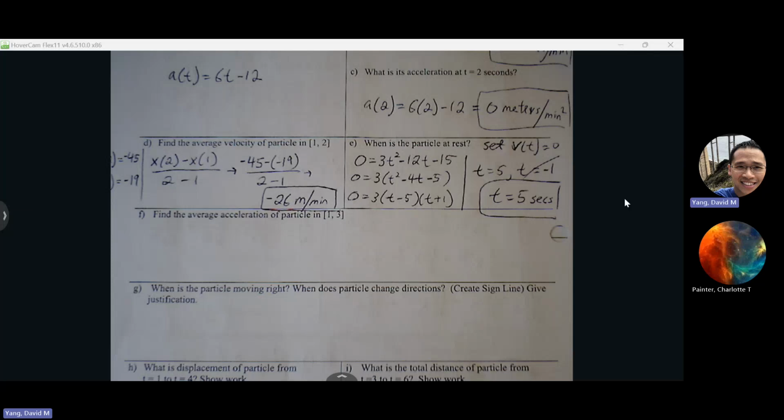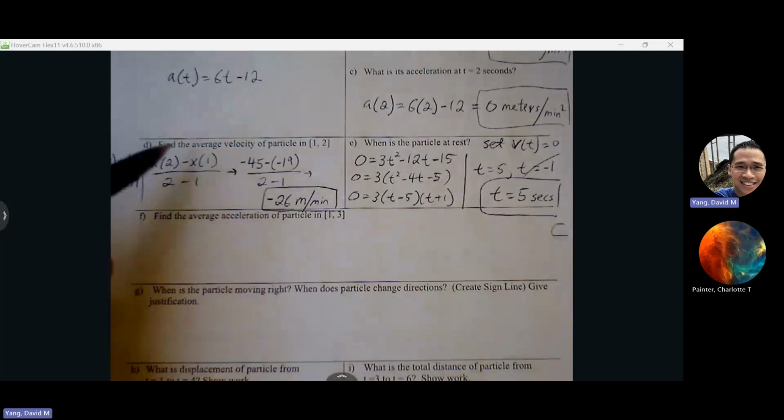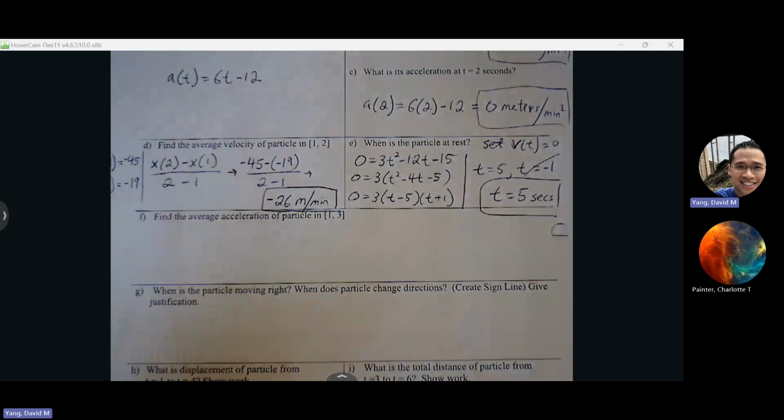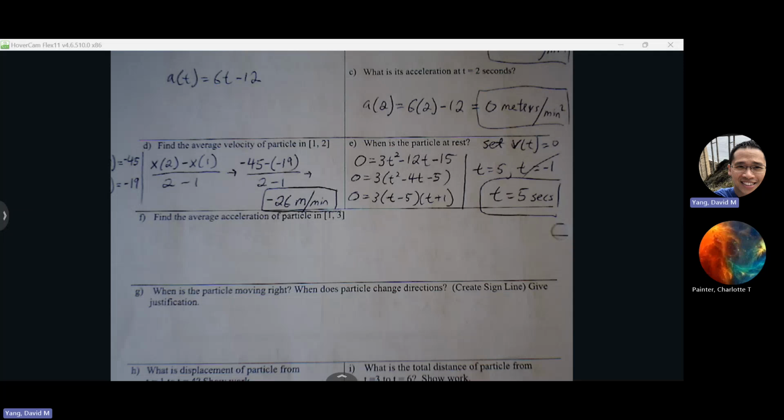A through E. All right, find the average acceleration of the particle from 1 to 3. So very similar wording here. We've got to be careful again. What's our formula for average acceleration? Change in velocity over the time. Good. We don't use acceleration. We use the function above it. We use velocity.